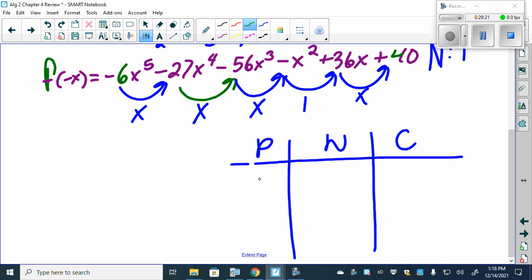So we could have 4 as the most positives, and the most negatives we can have is 1. We start out at the max with both. Now the degree is 5, so the total number of solutions we need is 5. If I have 4 positives and 1 negative, do I have all 5? So how many complex will we have?